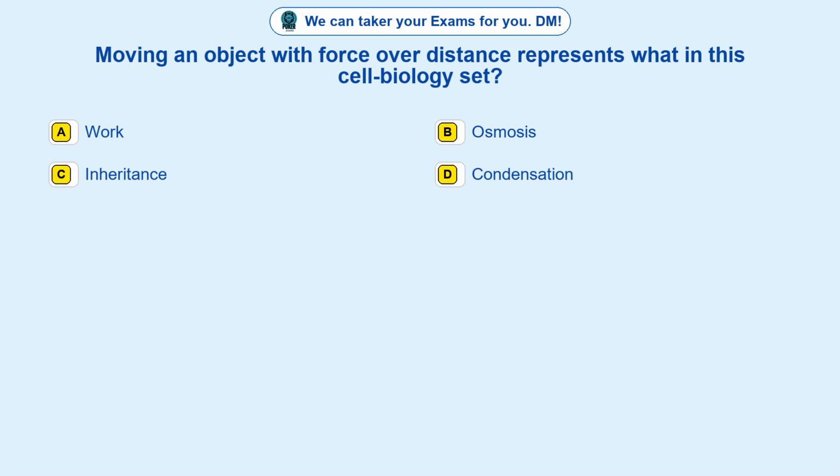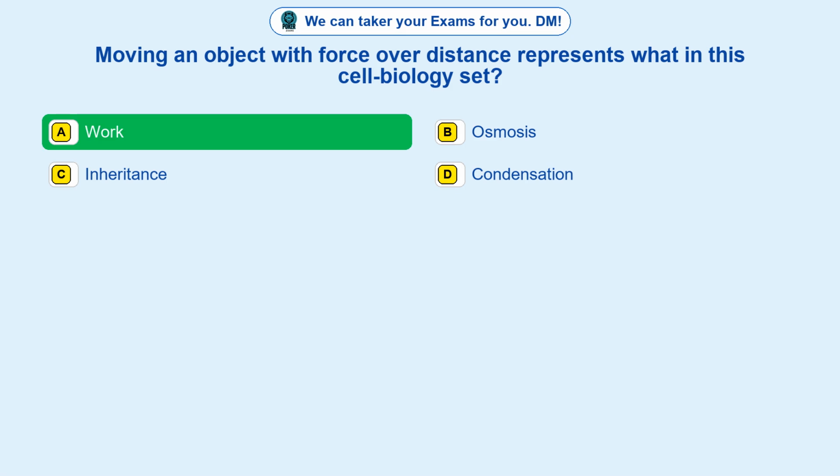Question 59. Moving an object with force over distance represents what in this cell biology set? Option A, work. Option B, osmosis. Option C, inheritance. Option D, condensation. The correct answer is option A, work.